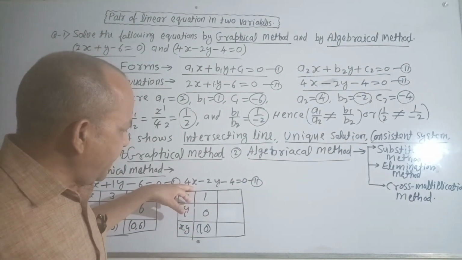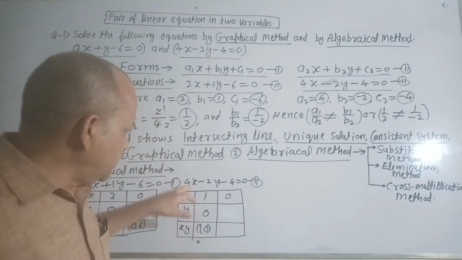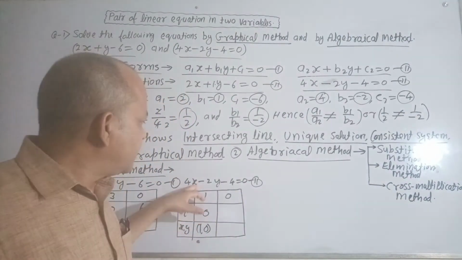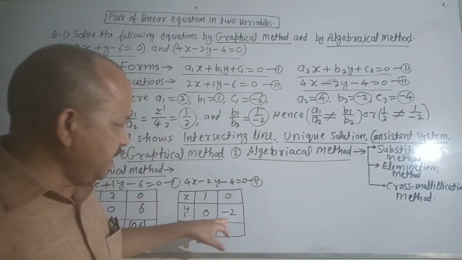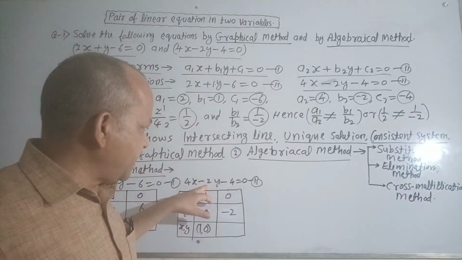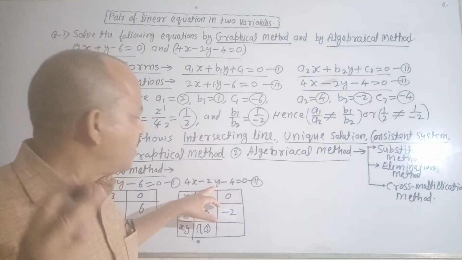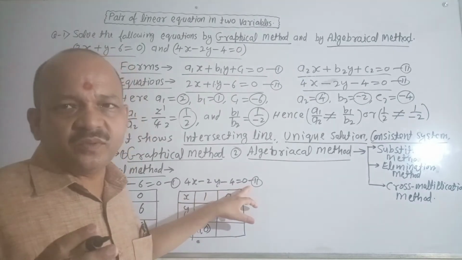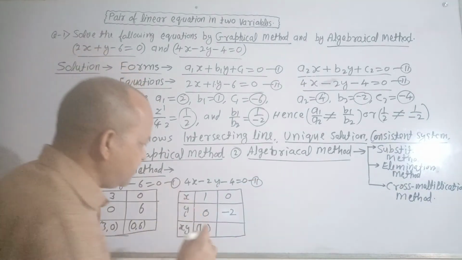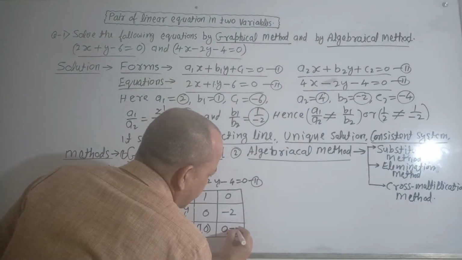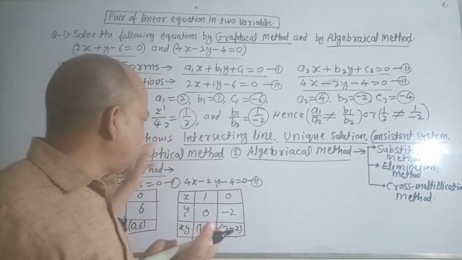Put the value of x as 0. It becomes 0. Here put minus 2, the value of y is minus 2. It becomes minus 2 multiplied by minus 2, which is plus 4. Plus 4 minus 4 equals 0. It means it satisfies your equation. Your coordinate is (0, -2). You find two solutions of each equation.